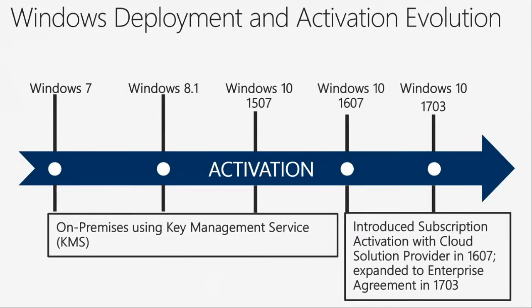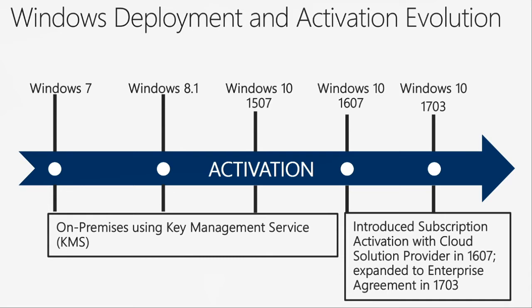Which takes us into the evolution from the activation side. There hasn't been a whole lot. If we look back to Windows 7, most people were using KMS. Yeah, we did have Active Directory-based activation, and we do have MAK-based activation for machines that don't necessarily have a consistent connection back to the corporate network. But we haven't really made a whole lot of changes since then.